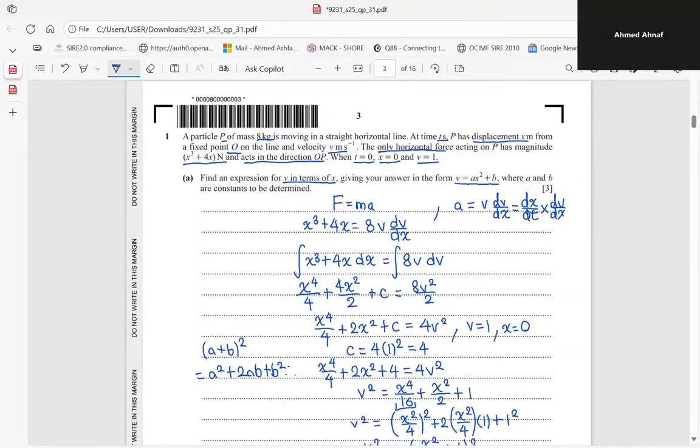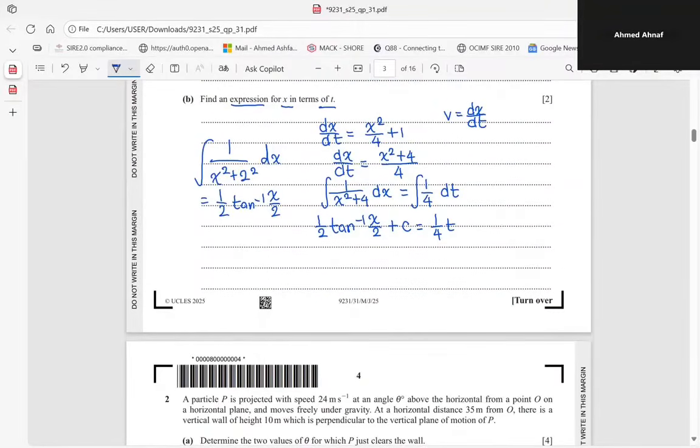Okay, let's use our initial conditions. So x equals 0, t equals 0. So we get tangent inverse 0 divided by 2, which is 0. So you get c equals 1 over 4 times 0, which equals 0. So hence we get half tangent inverse x over 2 equals 1 over 4 t.